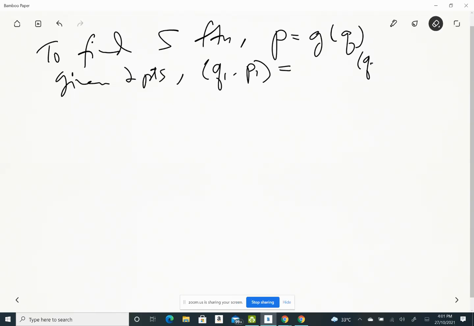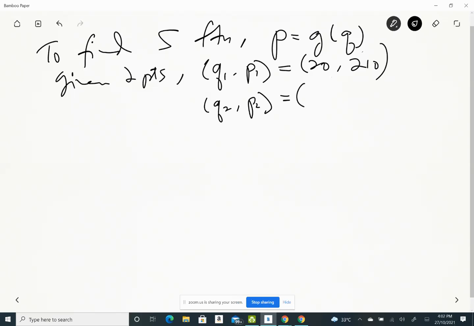Q2, P2. All right. Now, if you look at the example, the manufacturer is the seller, the supplier. Give me the first point of the supply function. 20 and 210. So Q1 is 20, P1 is 210. So that's our first point. Second point, what is it? 30 and 230. Okay, all right.